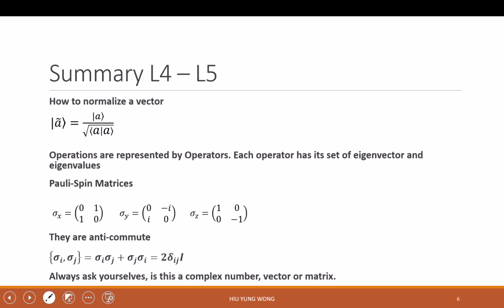So Pauli matrix. Now I want you to always ask yourself when you see a symbol: is this a scalar, which is a number, can be complex? Is this a vector? If you write in the column matrix form, it will be a column or a row, which are the bra or a ket. If not, you ask, is it an operator? Operator is a matrix, right? So here are three very special matrices called Pauli spin matrices.